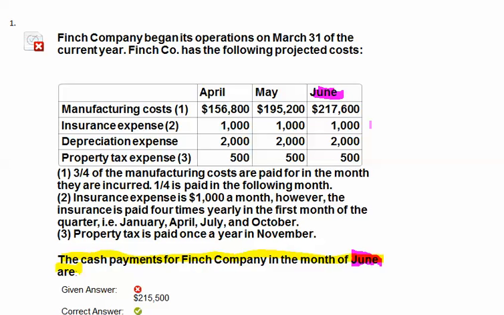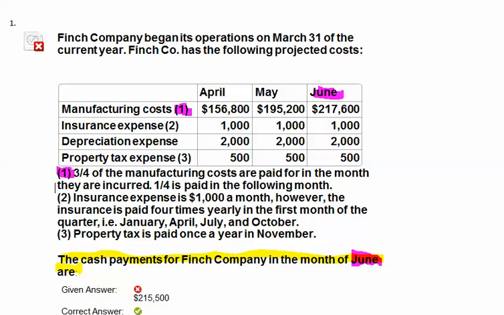First, we have the manufacturing costs, $156,800, $195,200, and $217,600 respectively. Now you notice that there's a little number 1 here. So I'm going to go down and look at what it says in this footnote.